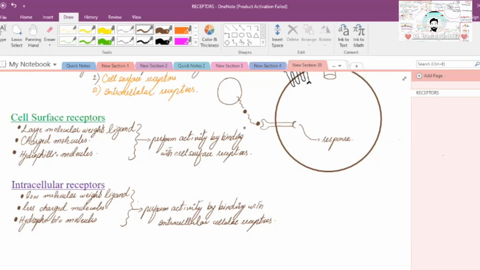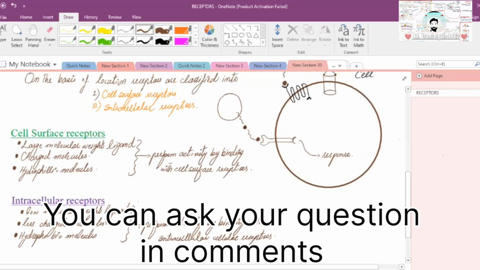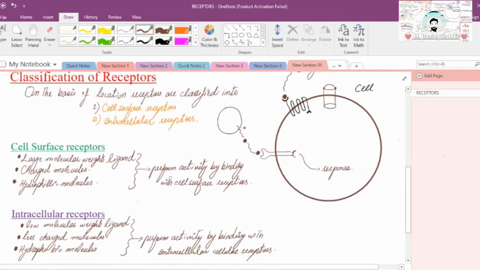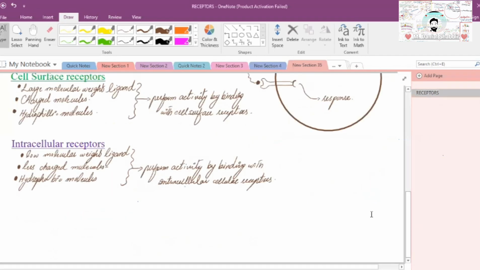Okay, till now if somebody has any question regarding this discussion, he or she can ask. Okay, the next is types of intracellular receptor. Types of intracellular receptor.